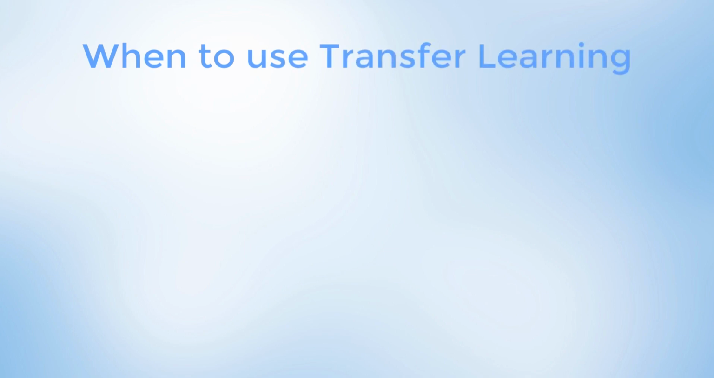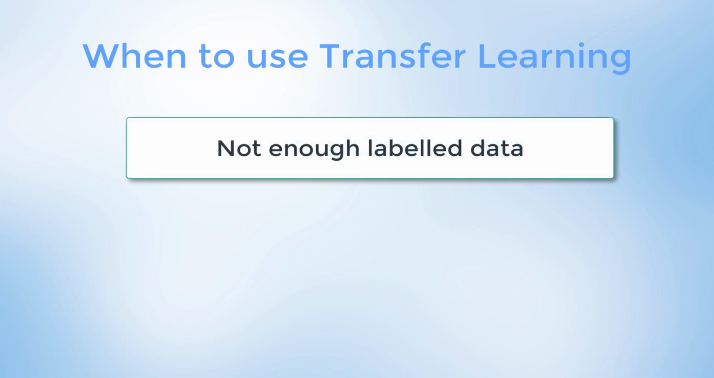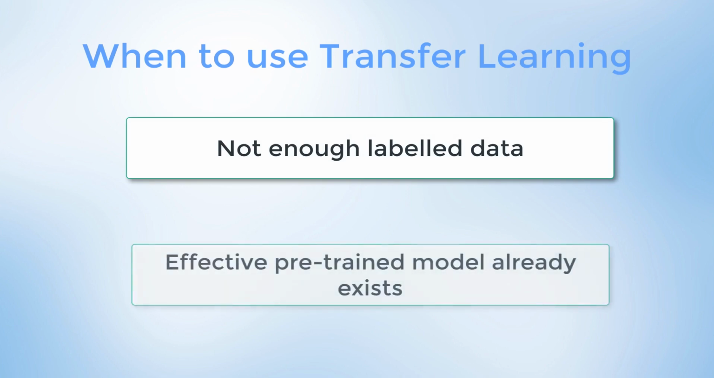This begs the question, when do we use transfer learning? There are two main situations when transfer learning is useful to implement. The first is the situation where you don't actually have enough labeled training data to train your model on from scratch. The second situation is where there already exists a model that has been pre-trained and has shown very good performance on a task similar to the one that you are trying to accomplish.